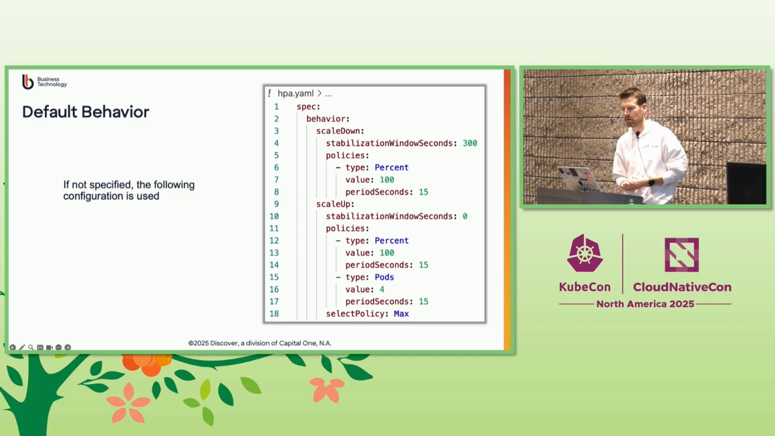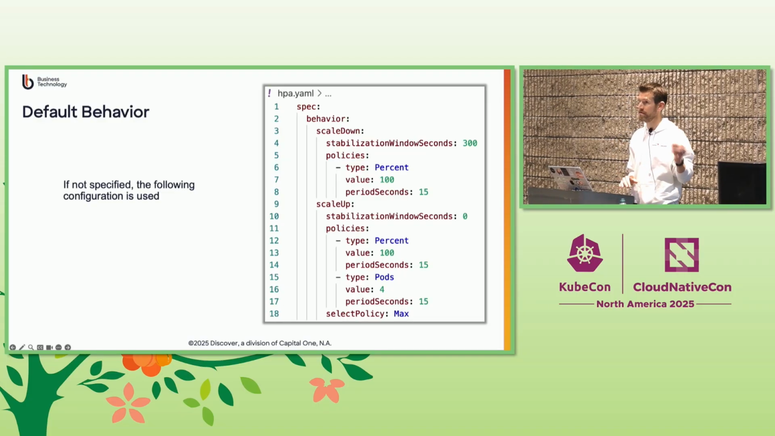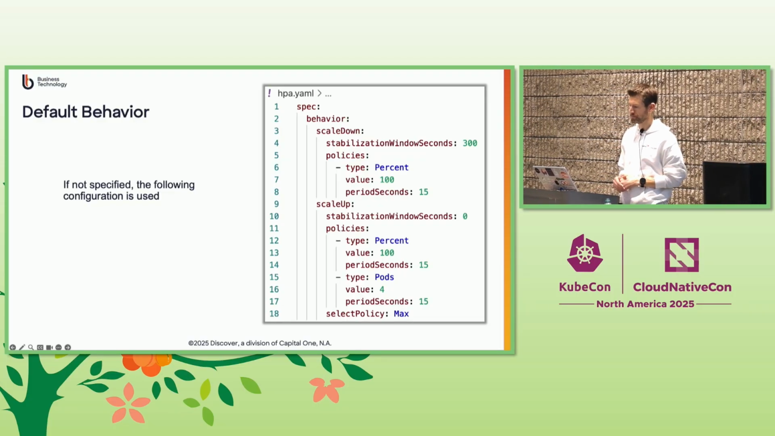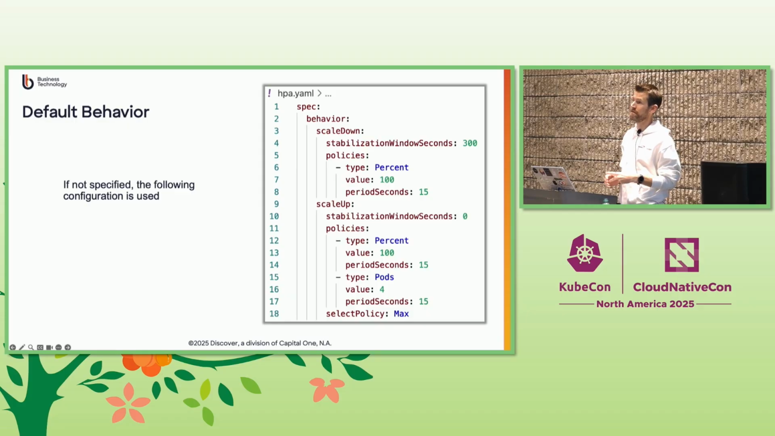And then for scaling up, as I mentioned, 0 is the stabilization window there. And for scaling up, there are 2 policies defined, both percent, so effectively it could double, or go up by 4 pods, and the select policy there is max. So whichever one of those is greater is what the scaling up policy would use.